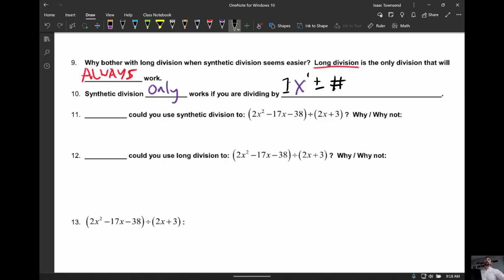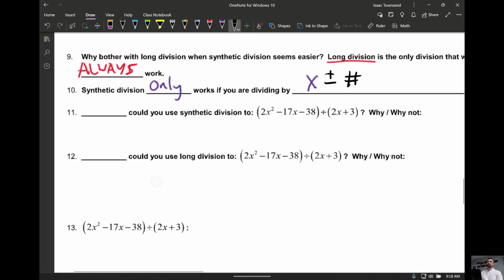So if you're not given directions and you're dividing by something like x plus a number or x minus a number, then you can do synthetic division if you prefer. To give an example of this, number 11, we could not use synthetic division to divide these two. The reason why not is because of that 2 out front. That's not just an x plus 3, it's a 2x plus 3.